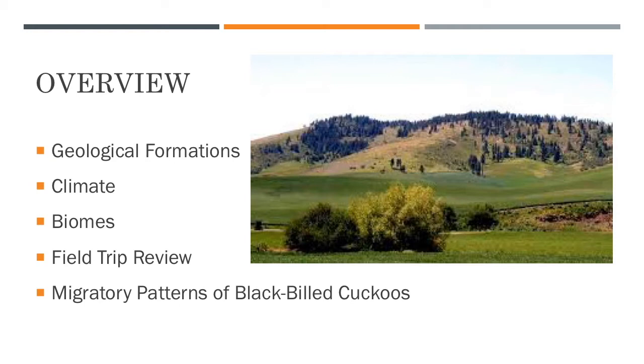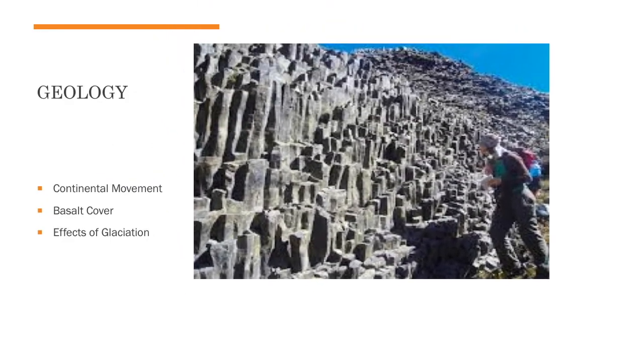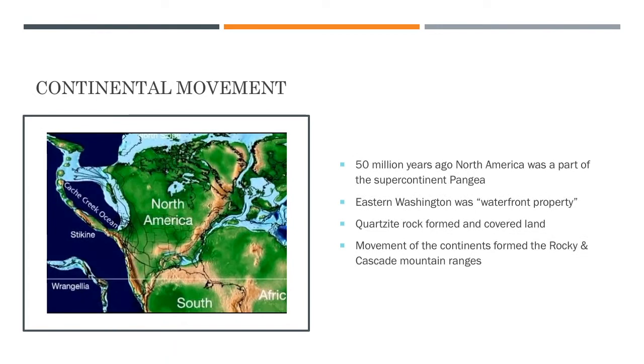This includes geological formations, climate, and biomes, as well as a review of the sites from the recent field trip and a look at the presence of black-billed cuckoos on Kamiak Butte. The geology of Kamiak Butte differs from the surrounding areas because of millions of years of geological events that change the surrounding landscape. Kamiak Butte shows these effects from continental movement, flood basalts, and glaciation.